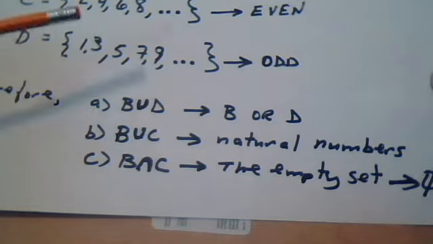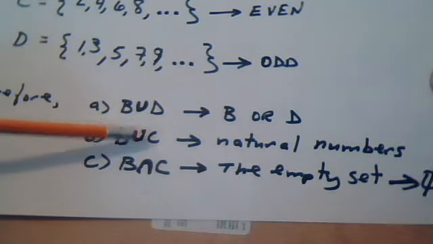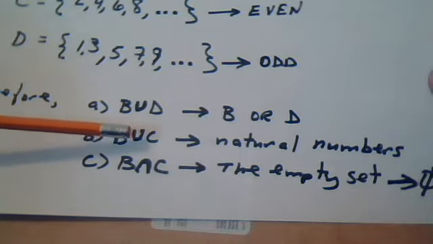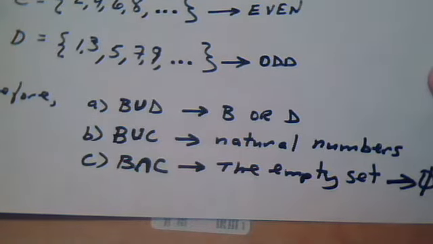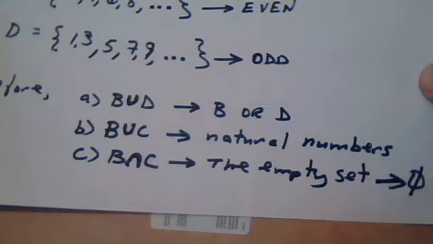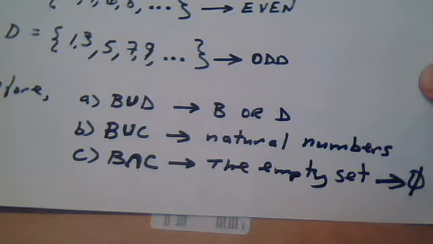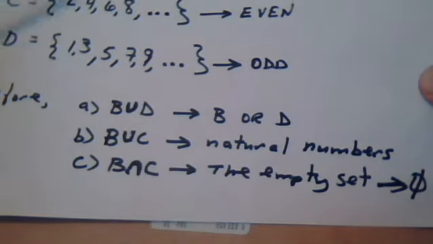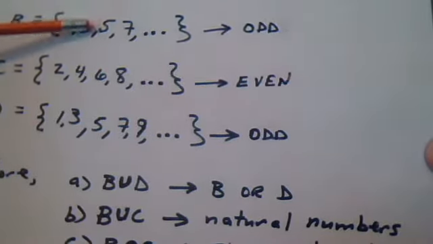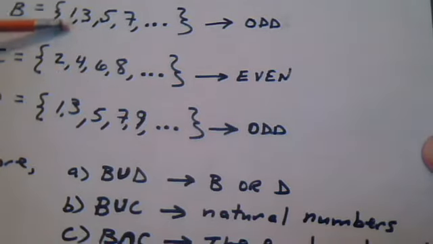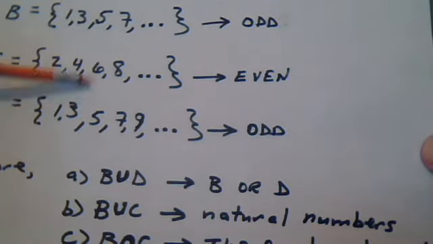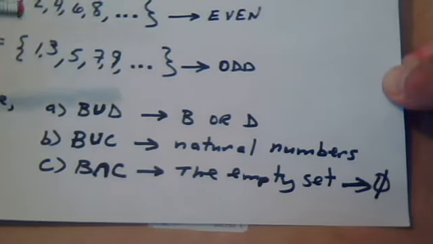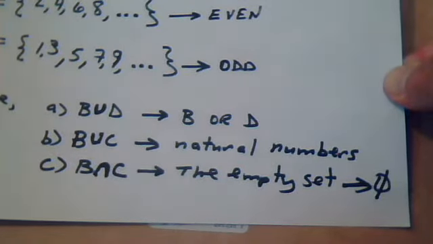For part B, B union C, you're going to put the members of B together with the members of C. So the members of B are the odd numbers, the members of C are the even numbers. If you put these two sets together, it would be 1, 2, 3, 4, 5, 6, 7, 8. The union of those two sets would be the natural numbers.